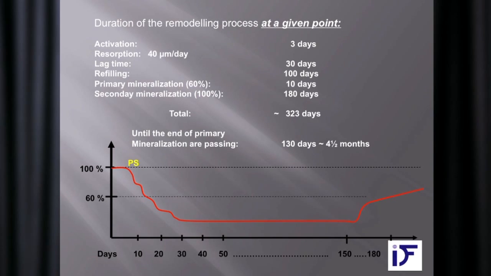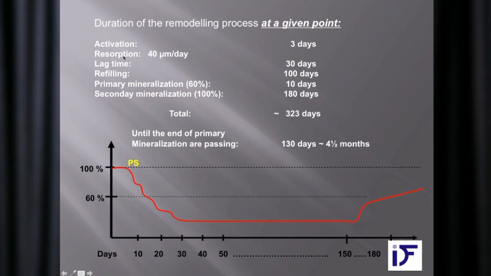Now let's look at the timeline. As you see on this graph, the different stages of the formation of the osteon and the lifetime of the osteons take different time. So the activation takes approximately 3 days. This means that after a fracture, after an injury, or after an implant placement, for 3 days nothing will happen, and then the osteon will start to develop.